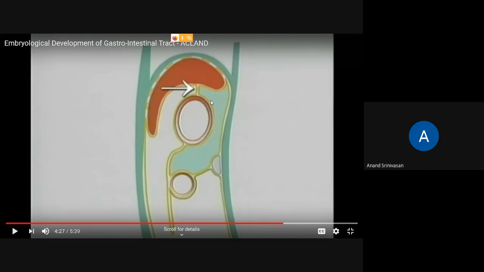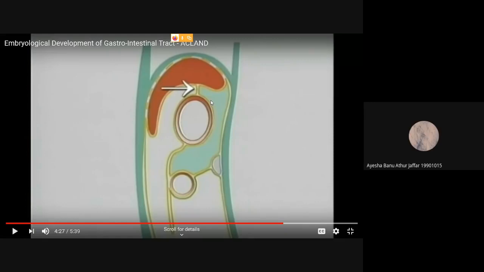All are developed from dorsal mesentery. In each part, it is given a different name. The dorsal mesentery in the stomach is called the dorsal mesogastrium. The dorsal mesentery in the colon is called the dorsal mesocolon.